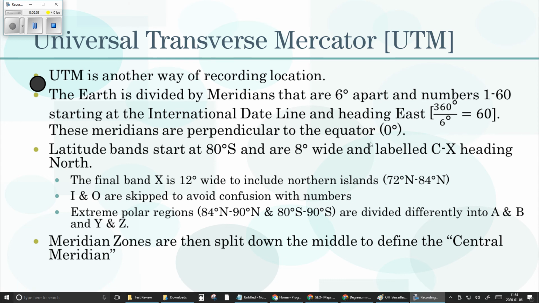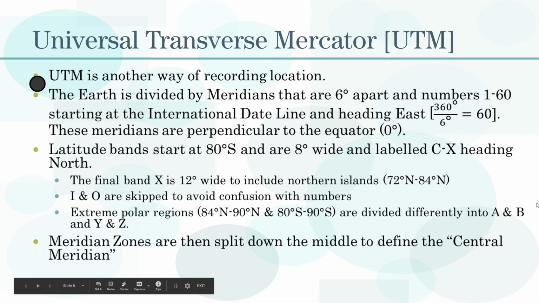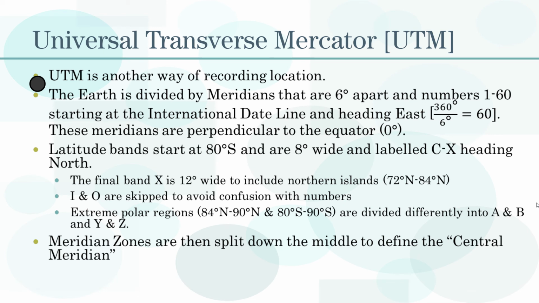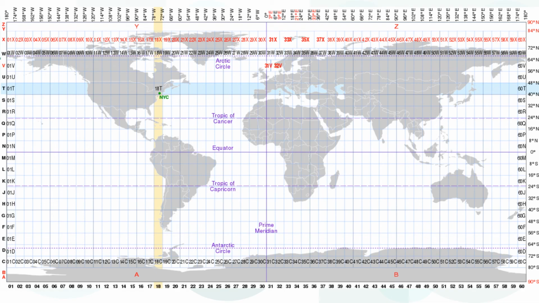Getting into part 2 of maps here, we're going to do what is called Universal Transverse Mercator. It's just another way of recording location. But what we do in Universal Transverse Mercator, and by the way, this will make way more sense when you see the diagram on the next page, which I'll elaborate on there.